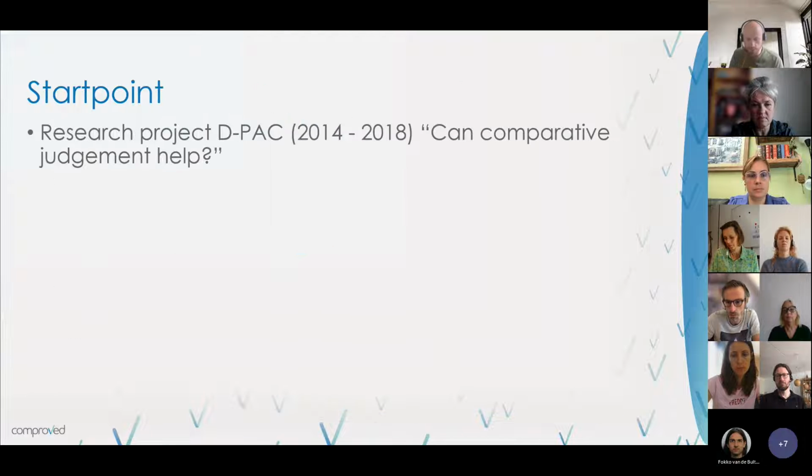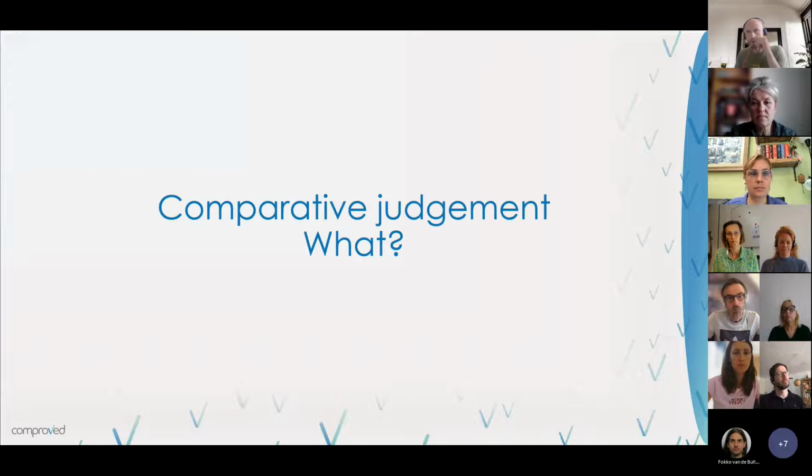All those findings were the starting point of our research project, DPAC, and we just thought, okay, can there maybe be a solution? There were some indications that comparative judgment could help, so we looked into comparative judgment for 5 years with 4 PhDs and so on, to see if this would help us get more reliable and more valid judgments. So what is comparative judgment?